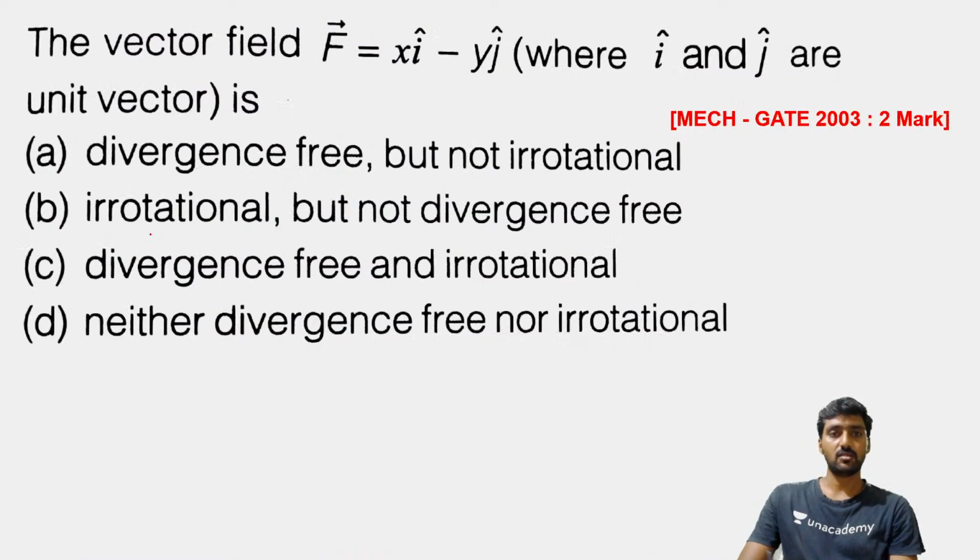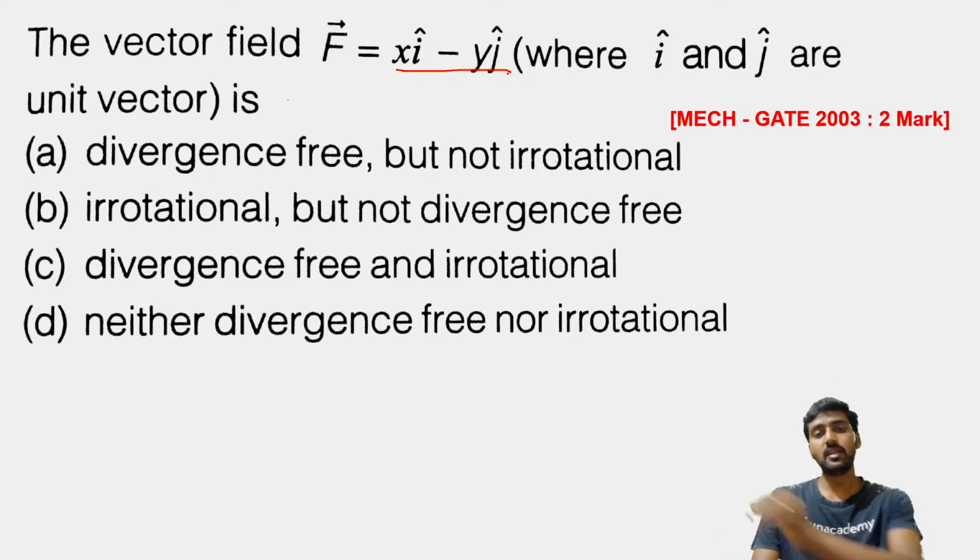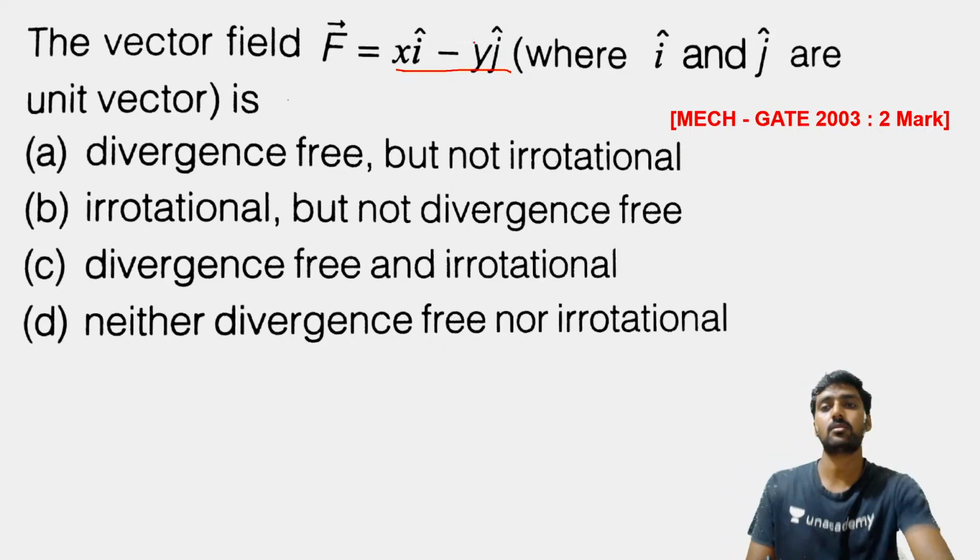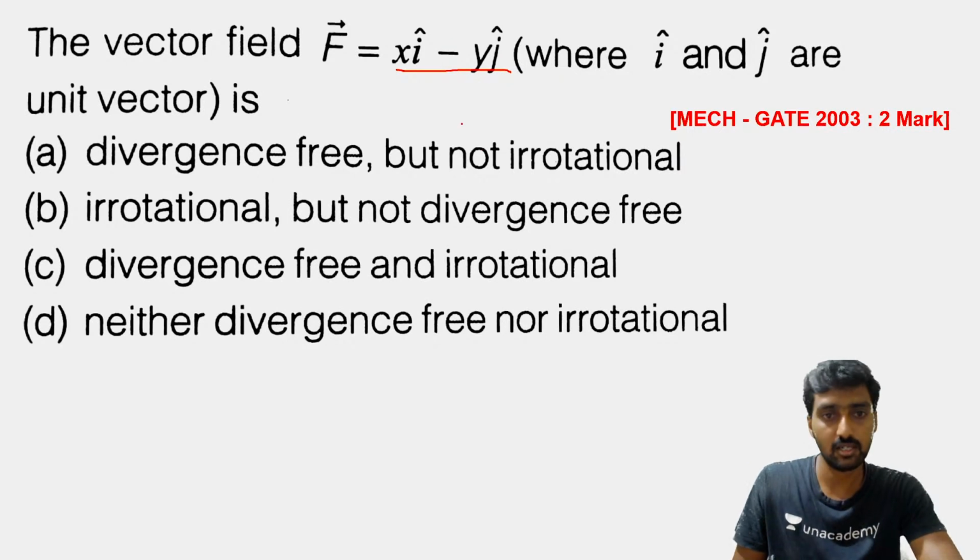Okay, now first question: the vector field F vector is equal to xi minus yj, where i and j are the unit vectors. So what will be the condition here? There are 4 options they have mentioned: divergence free but not irrotational, irrotational but not divergence free, divergence free and irrotational, neither divergence free nor irrotational. So these are the details we need to discuss. I will tell you the things one by one.